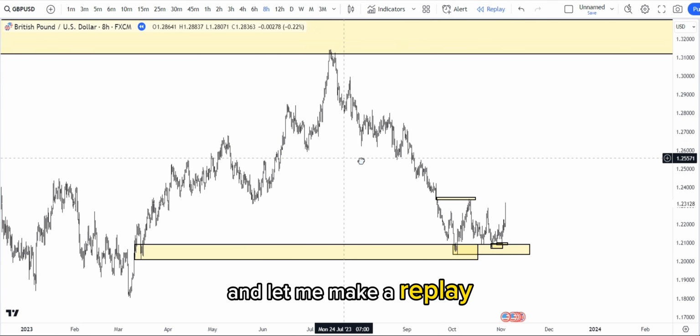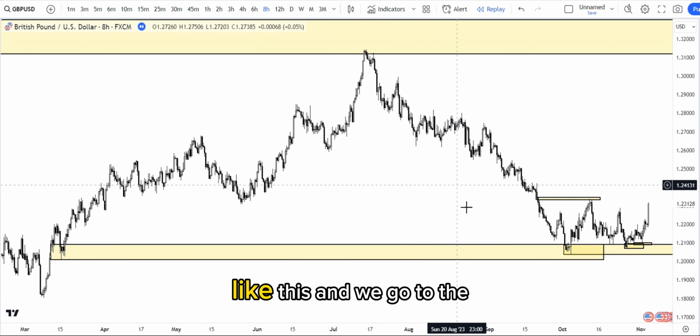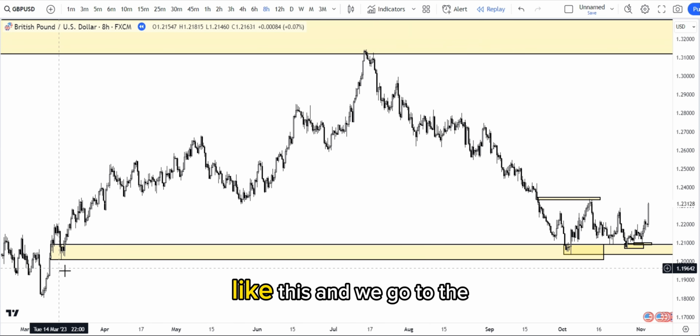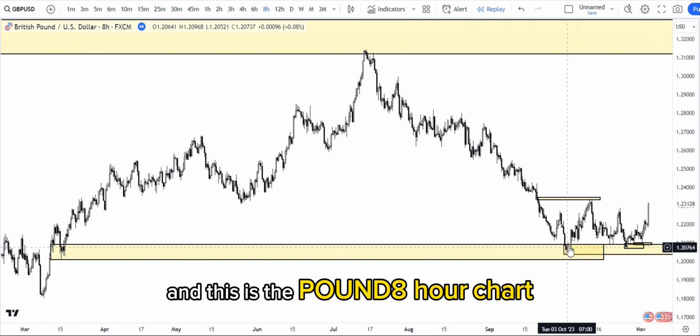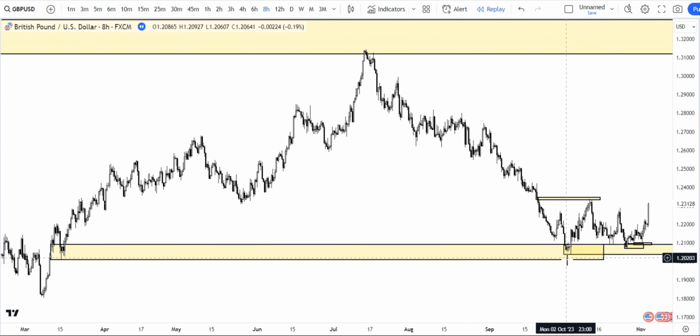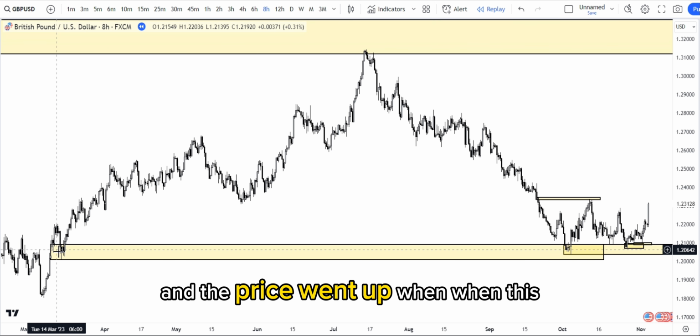Let me make a replay like this, and we go to, I think it was 8 hours to start with, and this is the pound 8-hour chart. We identified an 8-hour demand zone that touched right here, and the price went up.